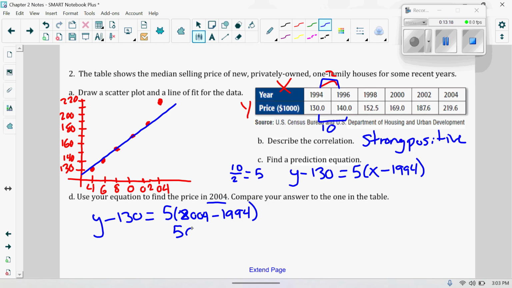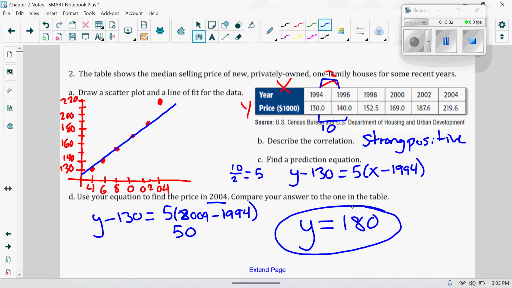Then I want to add 130 to both sides. I'm going to get y equals 180. Now that's not perfect, but it's pretty close. So we're going to call that good and move on to the next one.